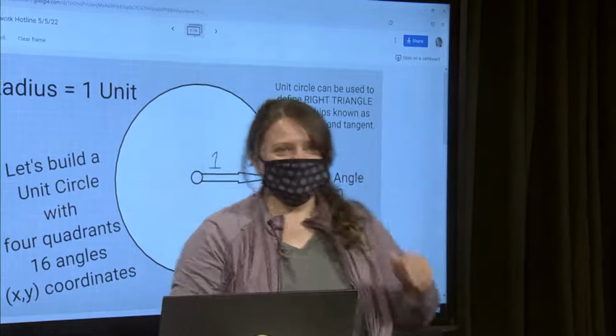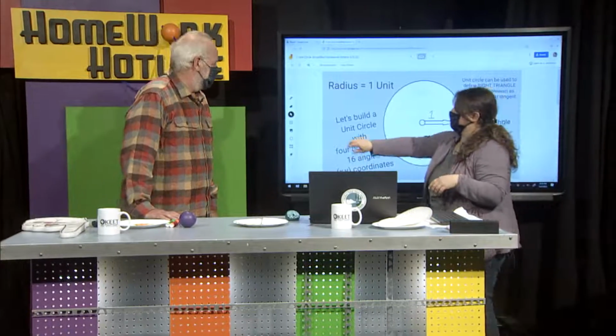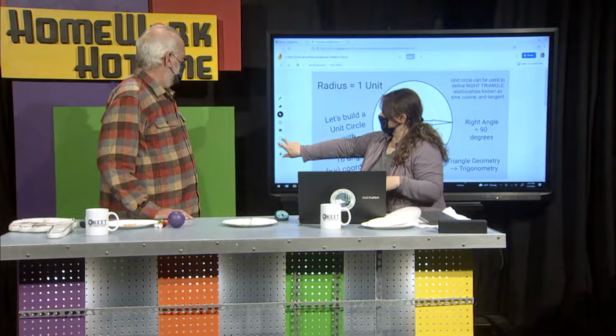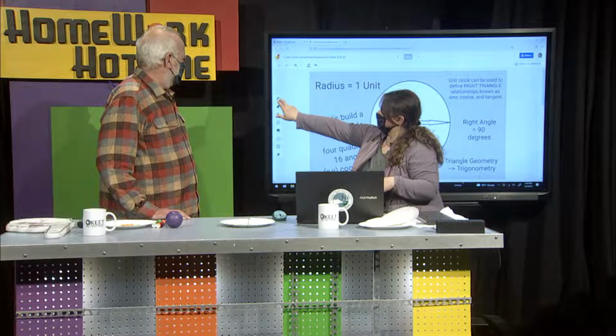Okay. All right. So on the circle, I want to make a 90-degree angle because that's going to be useful. Let's see, maybe I'll just write on here.